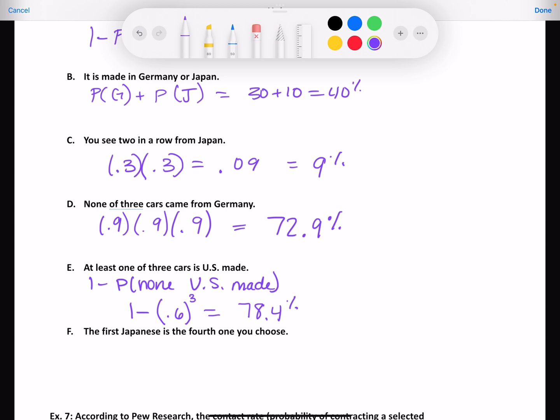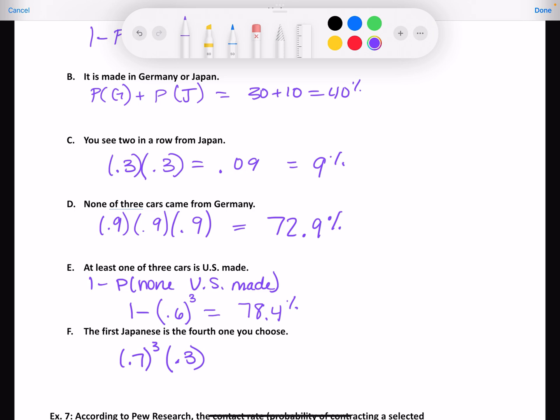Then this one, I don't think we did one like this yesterday. The first Japanese is the fourth one you choose. So that means the first three have to be anything but Japanese. So what percentage is anything but Japanese? 70. So it's going to be 0.7, and because it's the first three, that's going to be cubed. Then how many are Japanese? One. What is the probability of a Japanese car? 0.3. So you multiply 0.7 cubed times 0.3. That's the probability that the fourth one you choose is Japanese.